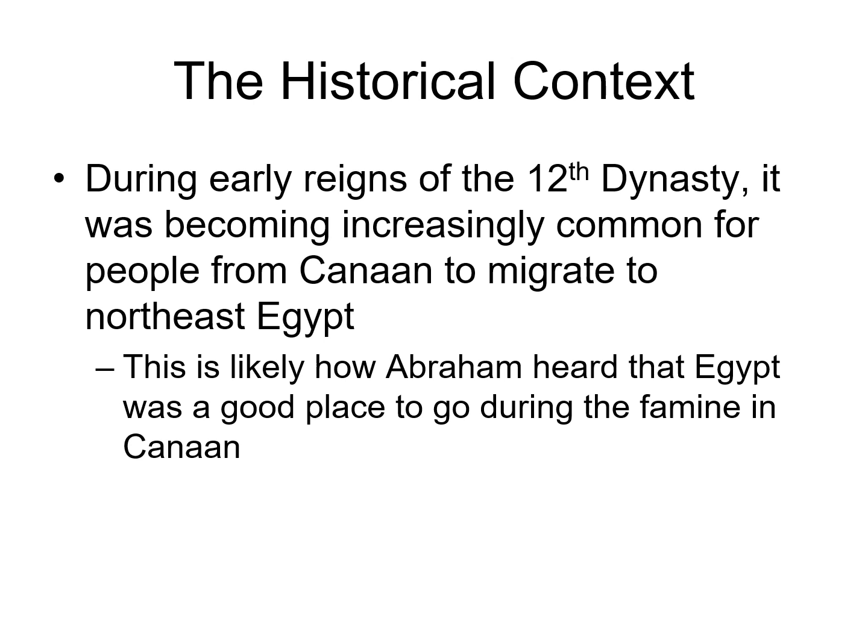It's also important to note that during the early reigns of the 12th dynasty, it was becoming increasingly common for the people of Canaan to migrate to northeast Egypt. So this is likely how Abraham had heard that Egypt was a good place to go during the famine that happened when he had moved to Canaan. It was well known at this time that Egypt was a good place to go, that it was a fertile land, that there was food to be found there.